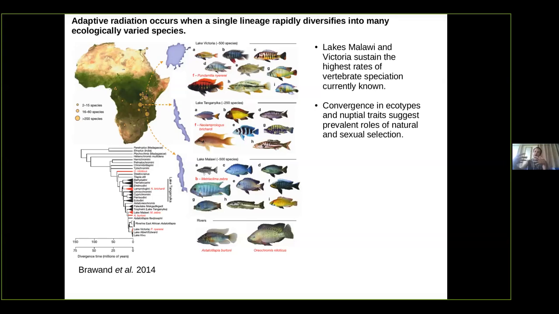And if you look among or between the lakes, you do see convergence in body plan, suggesting that while demographic effects like population splits and isolation when the lake has dried out and recolonization and hybridization play an important part, this convergence probably suggests that natural selection is playing an important role, as well as sexual selection, as you can see because of many nuptial traits.